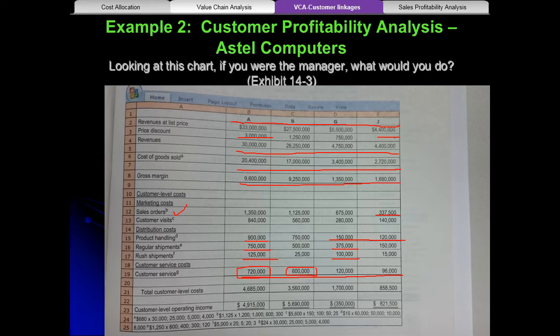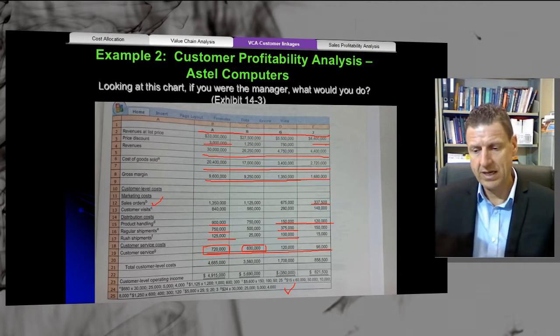So we have our total customer level costs of 4.6 million, 3.5 million, 1.7 million, and 858,000 to customers A, B, G, and J respectively. Customer operating level income 4.9 million, 5.6 million, minus 350,000 and 821,000 for those 4 customers. Not all of those customers are equally profitable, and the calculations are down here to check against what we have got in this table.